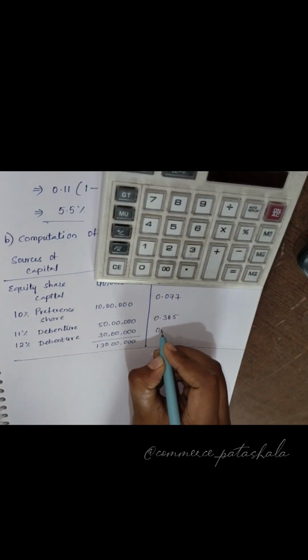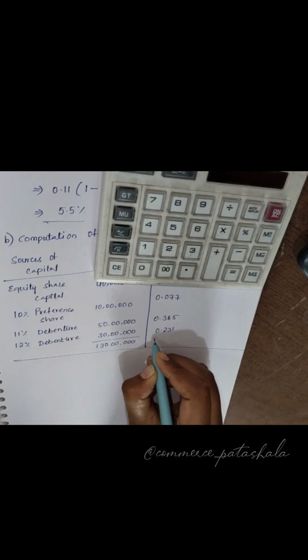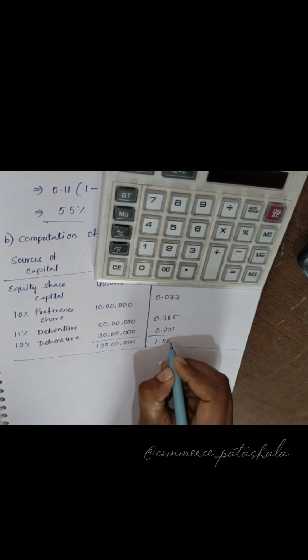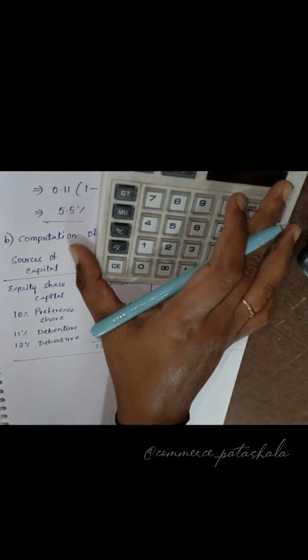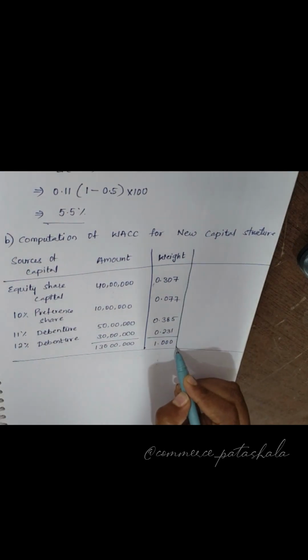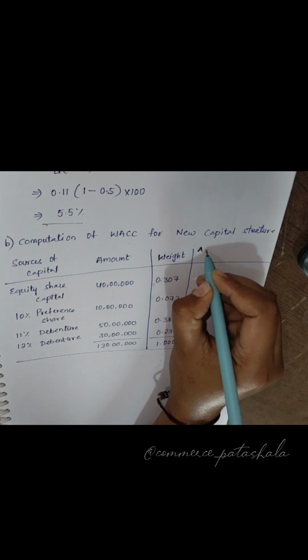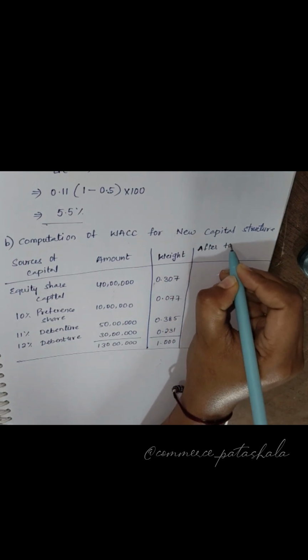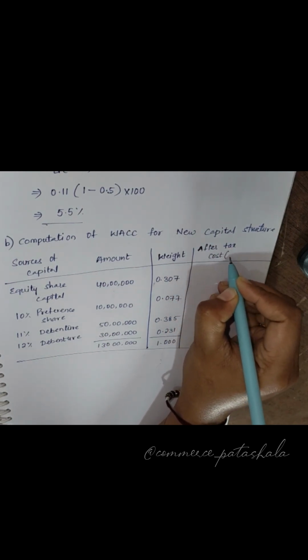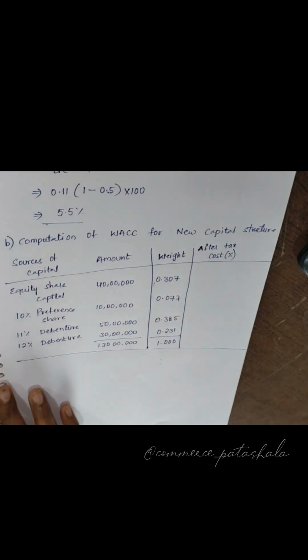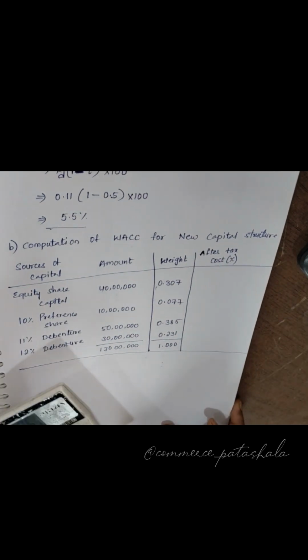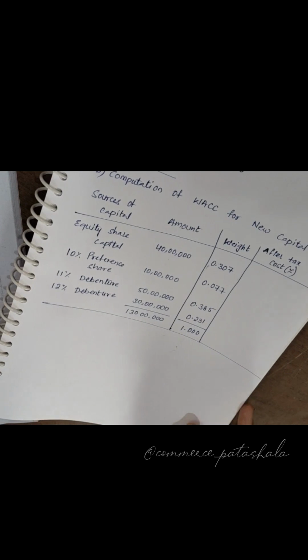then 0.231. Okay, this overall being 1.000, okay, 3 decimals. Now you got the weights. Now the thing is, you have to get the after tax cost, okay, in percentage. So same as how we did for question A, we'll calculate the cost of equity share, debentures, and preference shares.